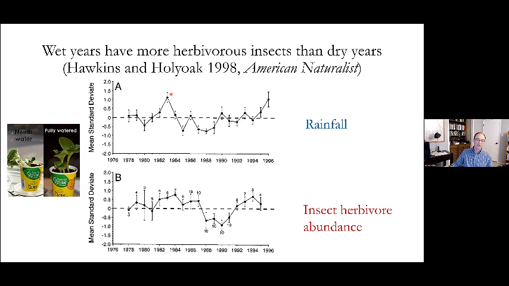And then we looked at the average insect abundance for herbivores in these wet periods and dry periods. You can see that there is a strong relationship here: in wetter years, we have higher insect abundances than average, and lower than average insect abundances in drier years. That's a sort of simple effect of the amount of food that's present that we expect. Okay, so that was the first mechanism that we looked at.